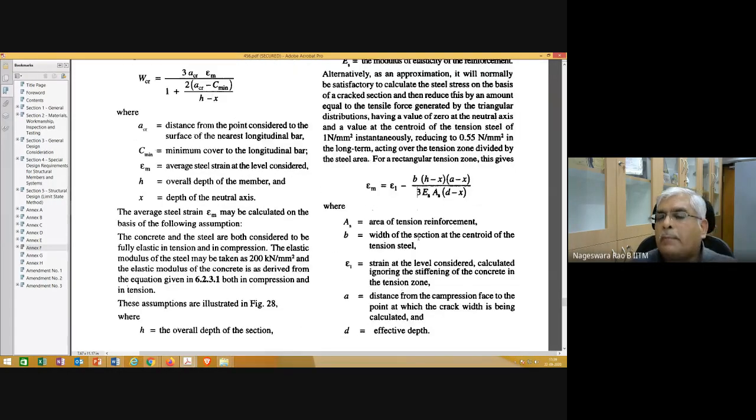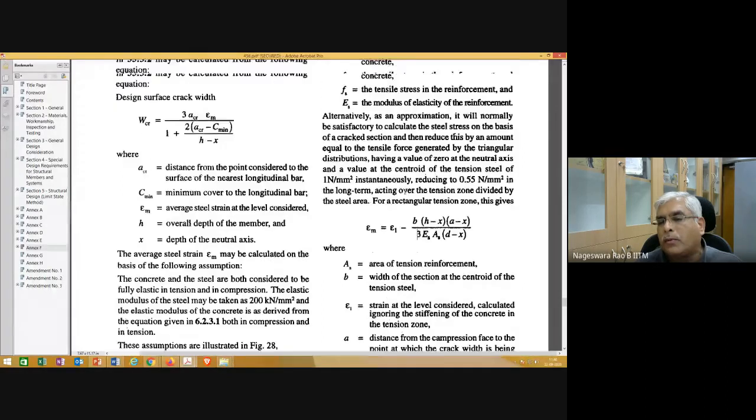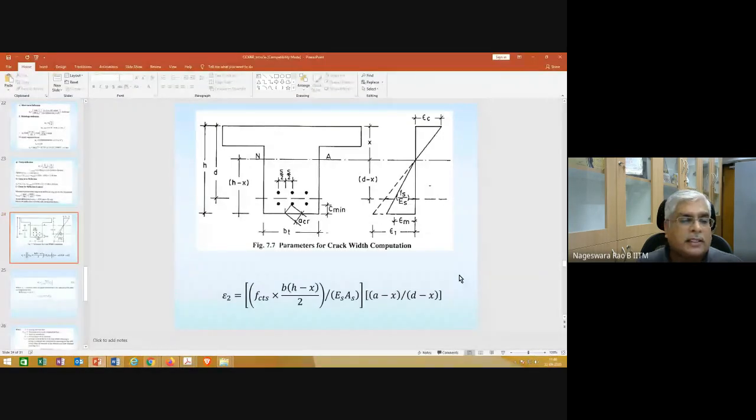So this is the empirical part. Maybe theoretically you can get some equation, but taking practical experience and other things into consideration, that equation is slightly modified in the code. This correction has to be applied to epsilon 1, then you get epsilon m, and that epsilon m you need to substitute here to calculate the crack width. So let's take an example, then it will be clear to you. If you have more questions, we'll discuss at that stage.